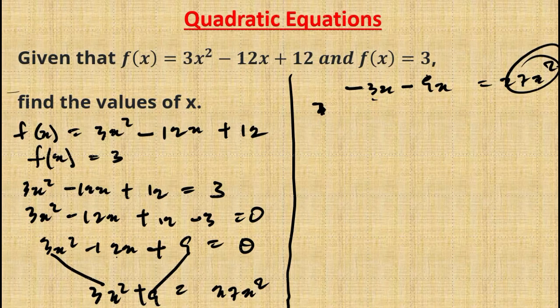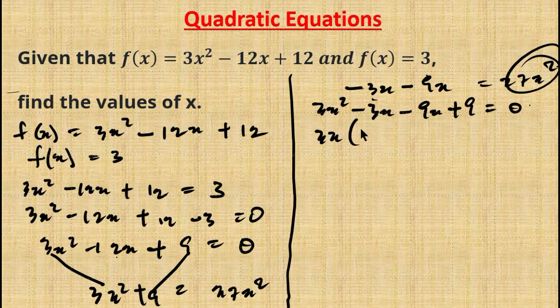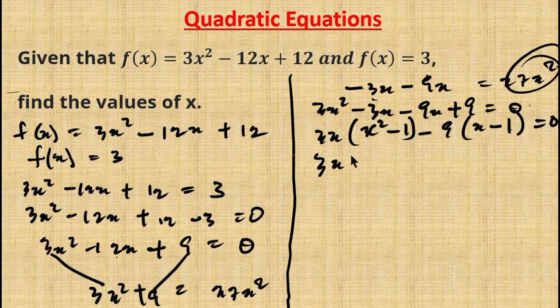So that this is 3x squared minus 3x minus 9x plus 9 equals 0. So I can bring my factor of 3x here. Here I'll be left with x squared minus 1. Then minus 9 here, 9 comes out, and this will change to minus 1 equals 0. So that 3x minus 9 equals 0.